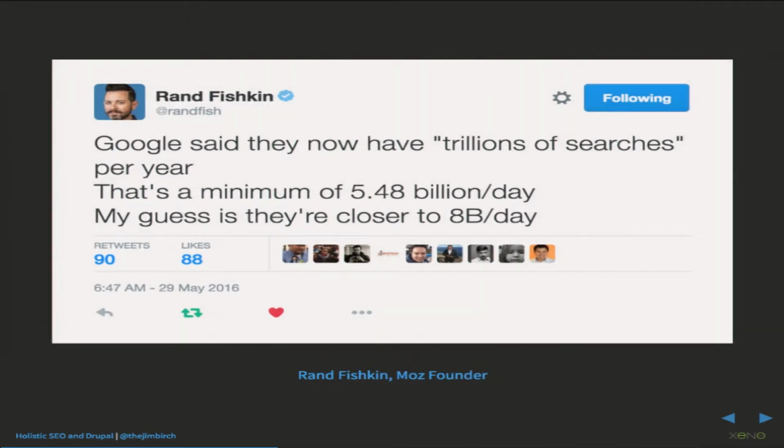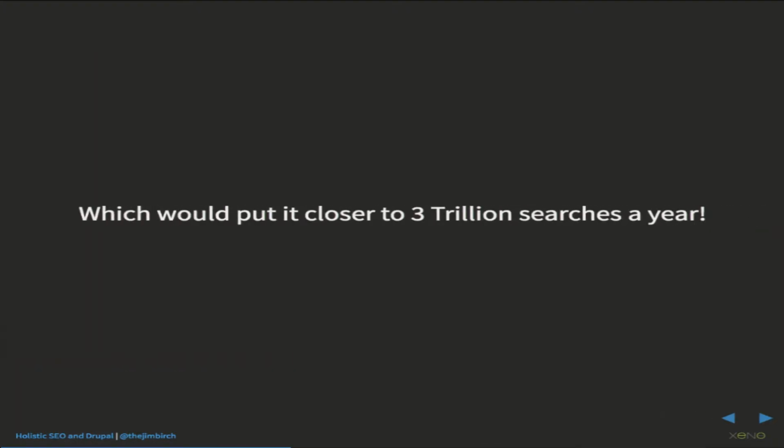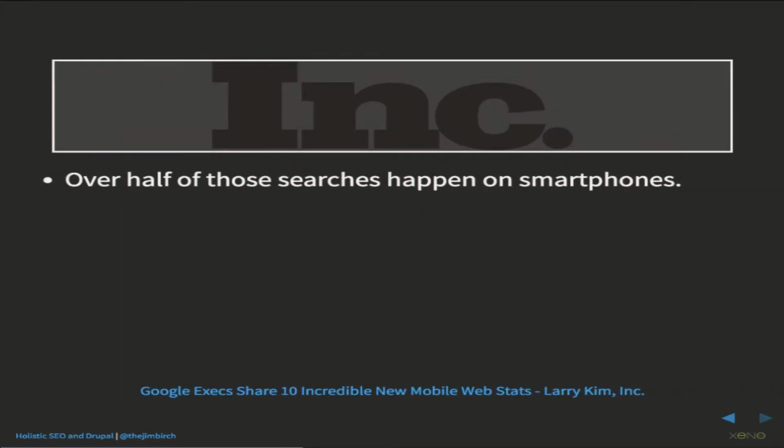Rand Fishkin tweeted immediately after that response that he used what they said and his analytical skills. They have a bunch of tools that they use. He said it's probably 5.48 billion a day, or that's the minimum, that they get closer to 8 billion a day, which would put it close to 3 trillion searches a year. This is only going to scale up. In an Inc. magazine article not too long after that, Google revealed that over half of those searches happen on the phone.